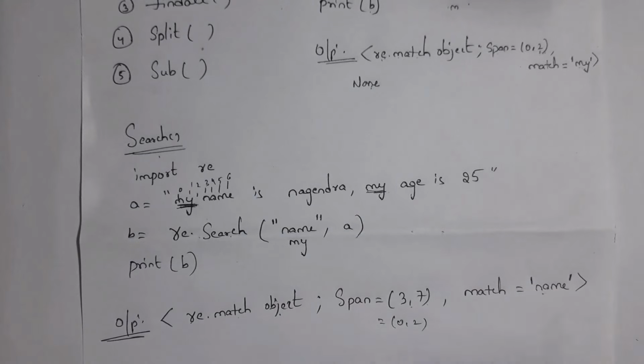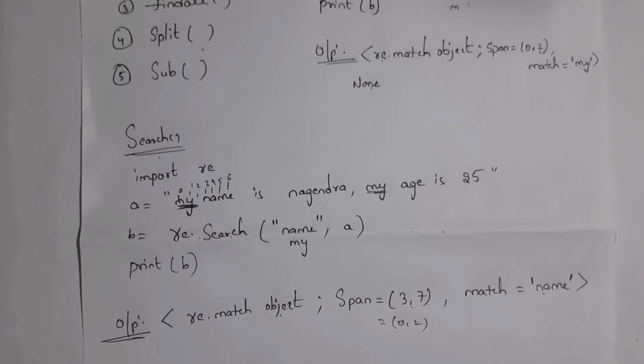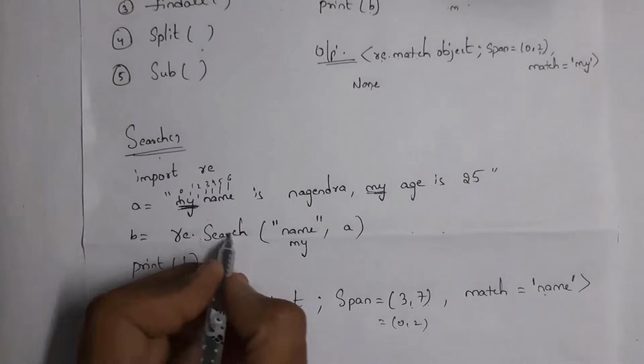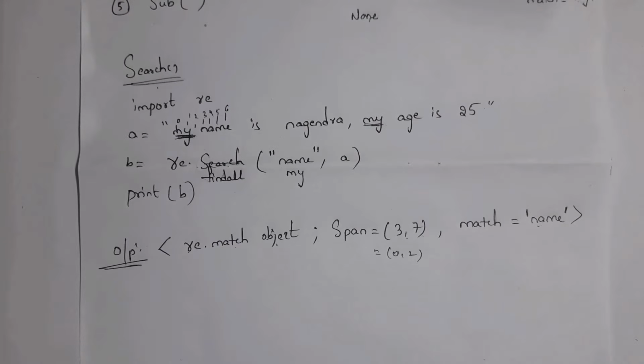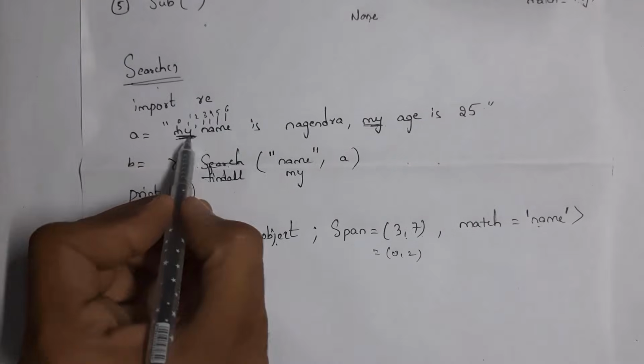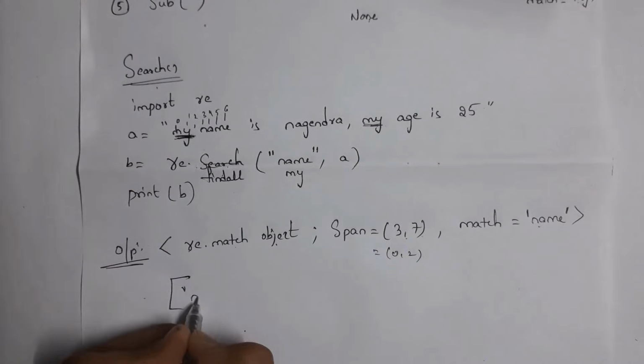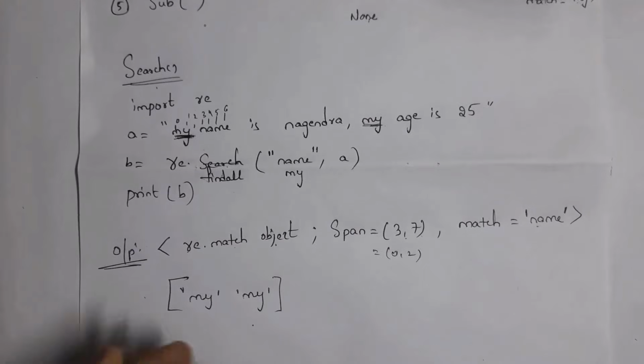So in order to overcome this problem, we use findall. By using findall function, we can overcome this problem. So same example, just I am writing here re.findall. Findall function will represent output in the form of a list. So you will get output in the form of a list, that is square brackets. Inside square brackets you will get output 'my'. See, 'my' is available twice, so you will get output 'my' twice. This is the output if you use findall function.